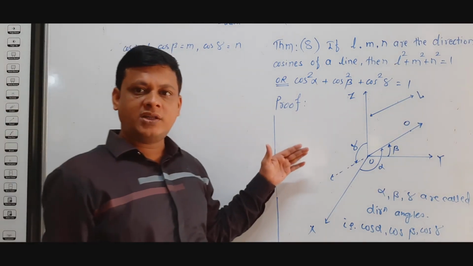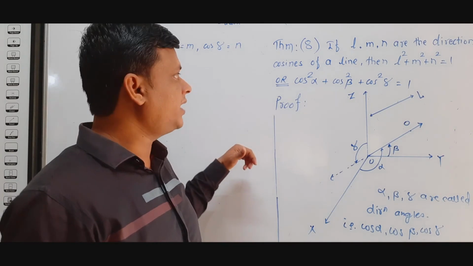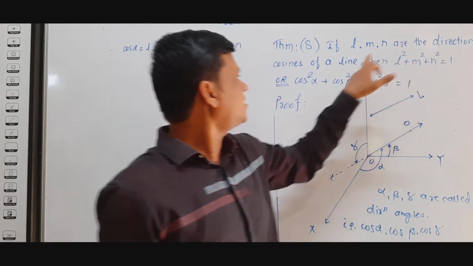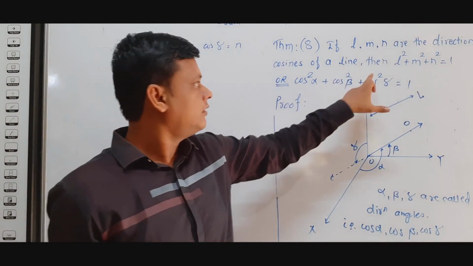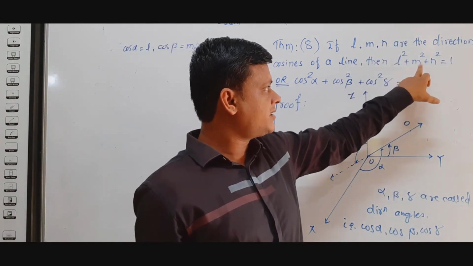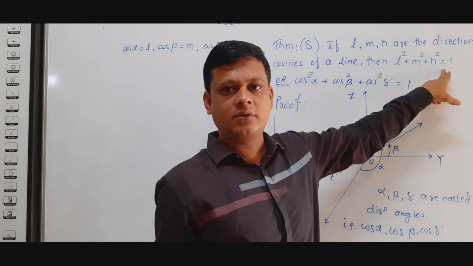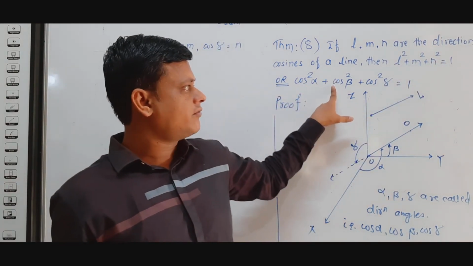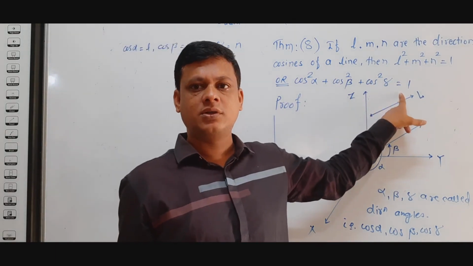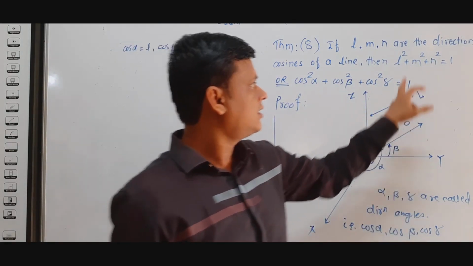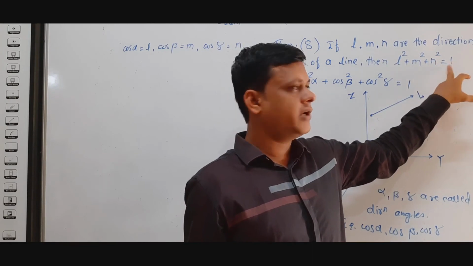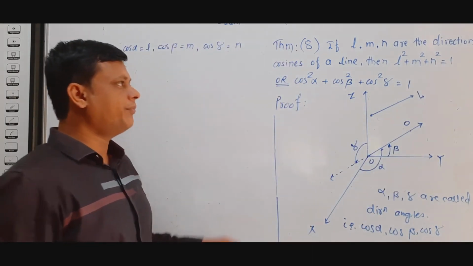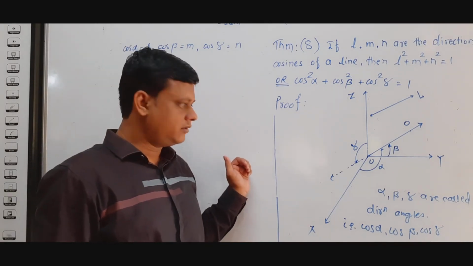Now we have to prove this theorem. See the statement of the theorem. If L, M, N are the direction cosines of a line, then L square plus M square plus N square equals 1. Or we can say cos square alpha plus cos square beta plus cos square gamma equals 1. That means we have to show L square plus M square plus N square equals 1 when L, M, N are the direction cosines of a given line.